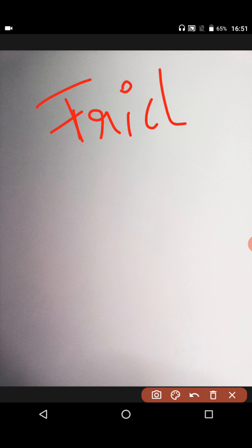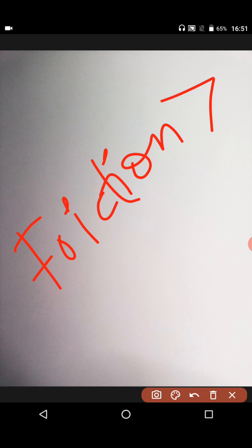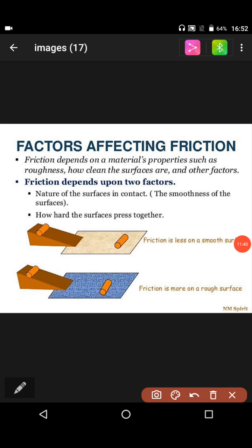Force of friction means frictional force. I told you, friction is a form of force. So friction will be greater if a rough surface is involved. Okay, so these are some of them. Now let's look at more.